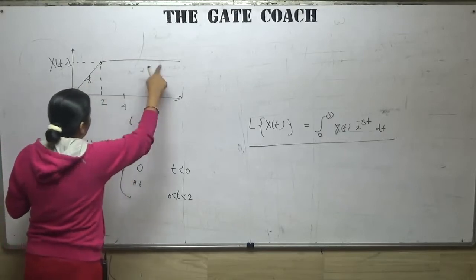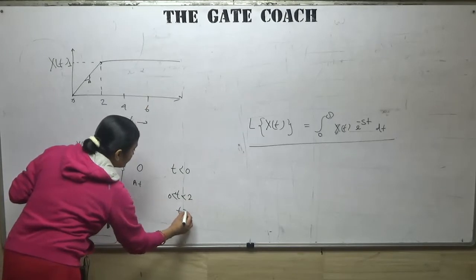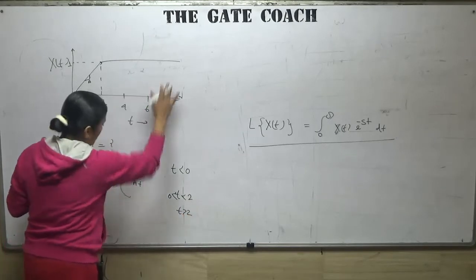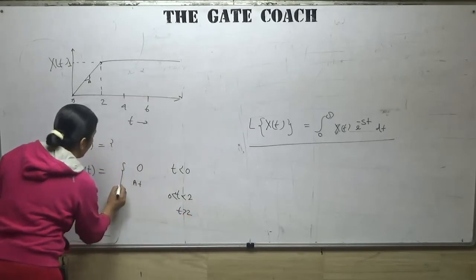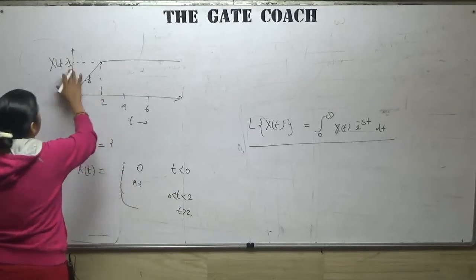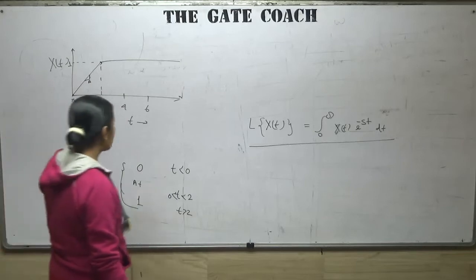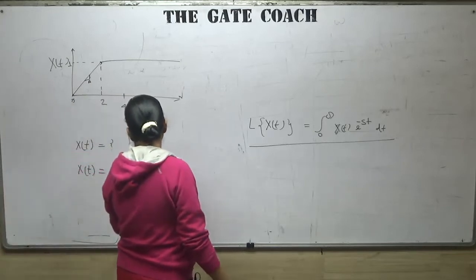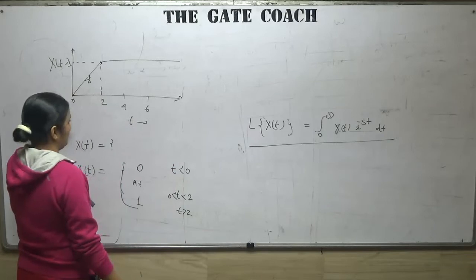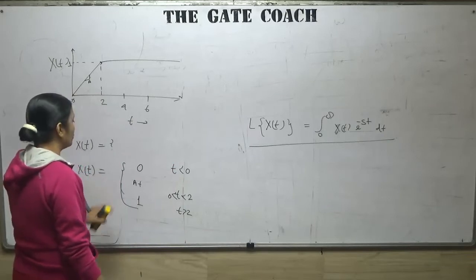Again, after t, the graph is going after t. When t is greater than 2, the graph is constant. So our final function here is: when t is greater than 2, this is constant at the value of 1. So these are the functions for this curve that is given to you.